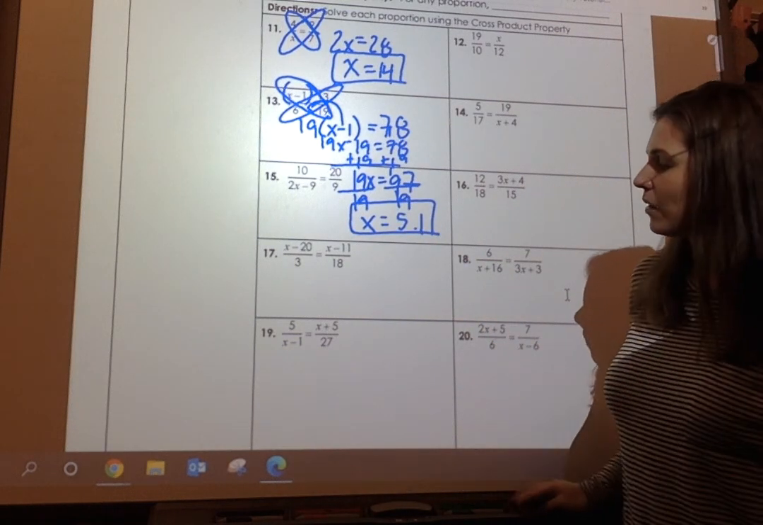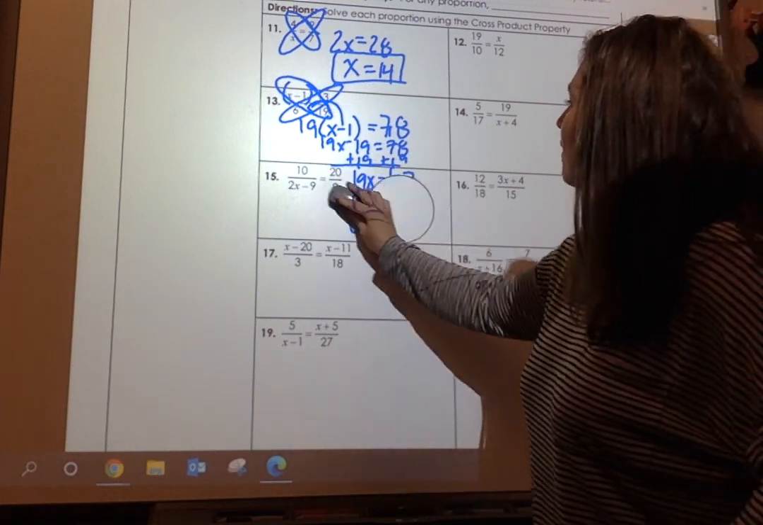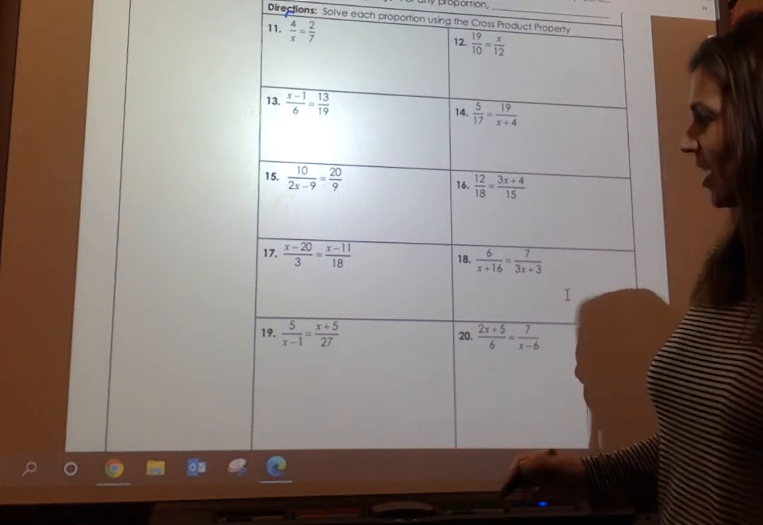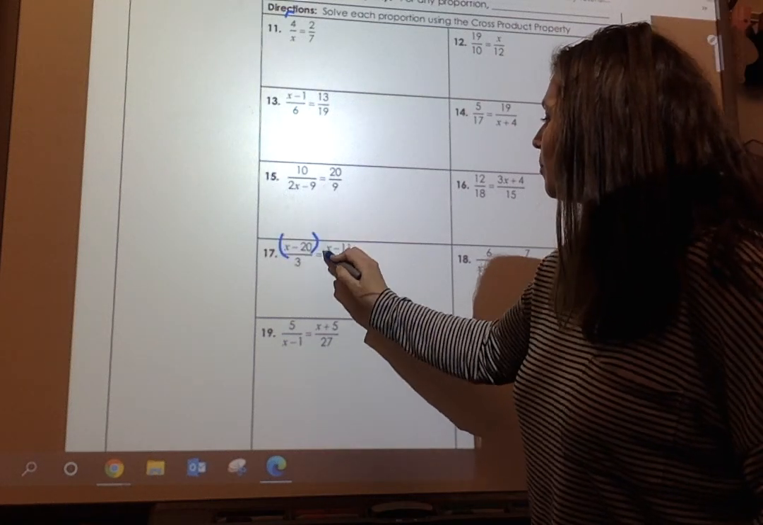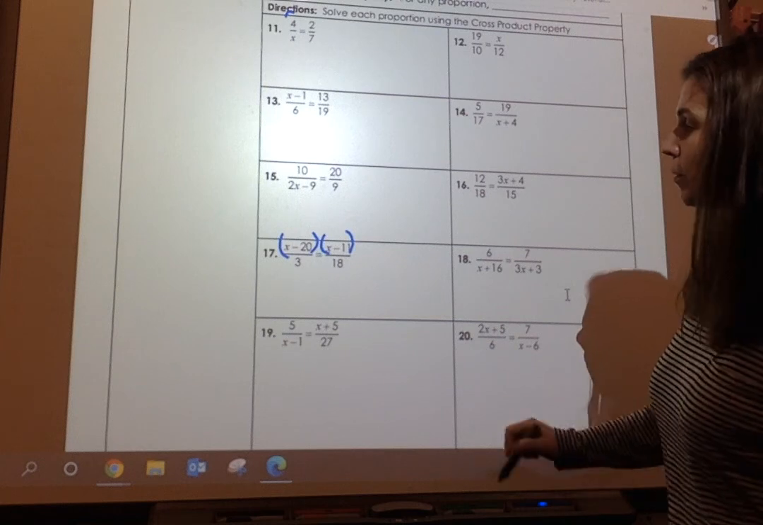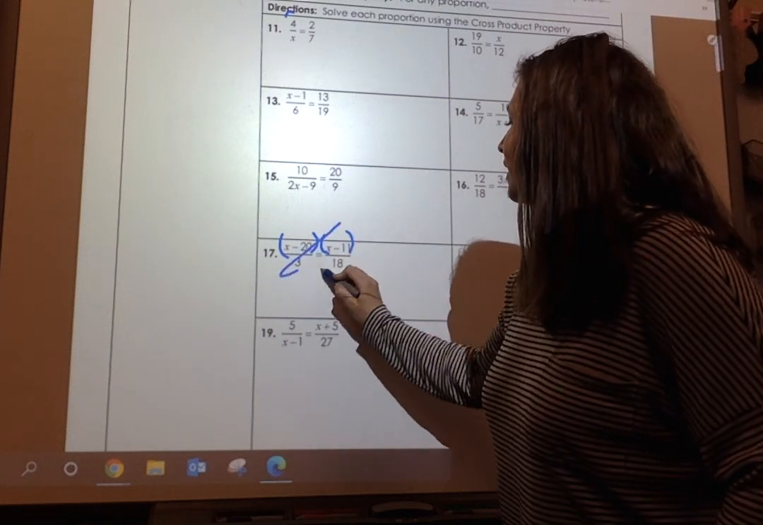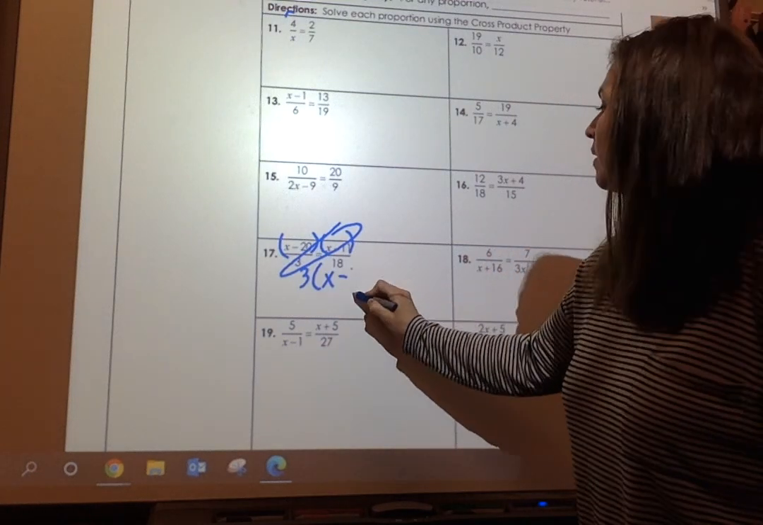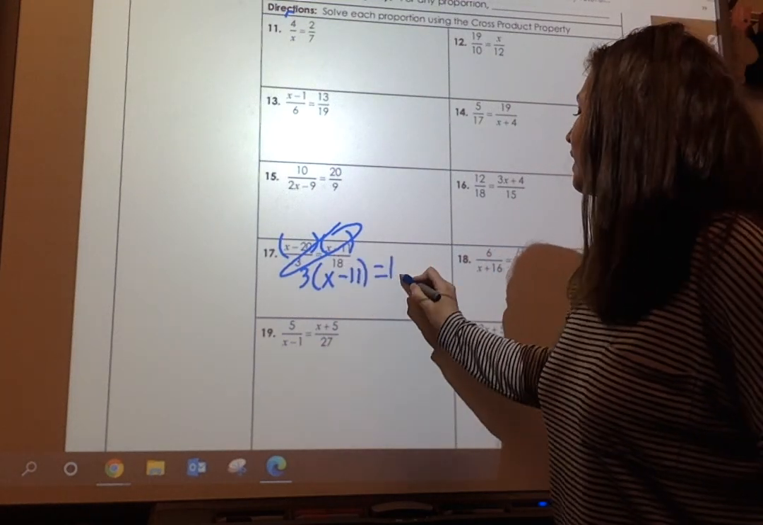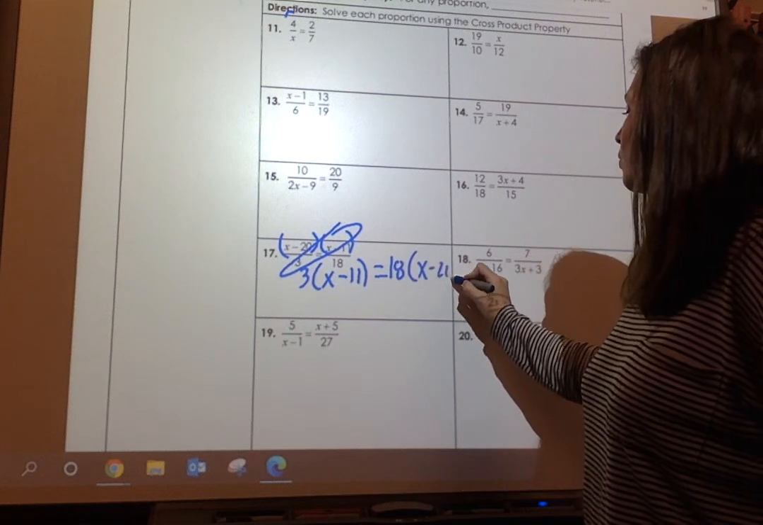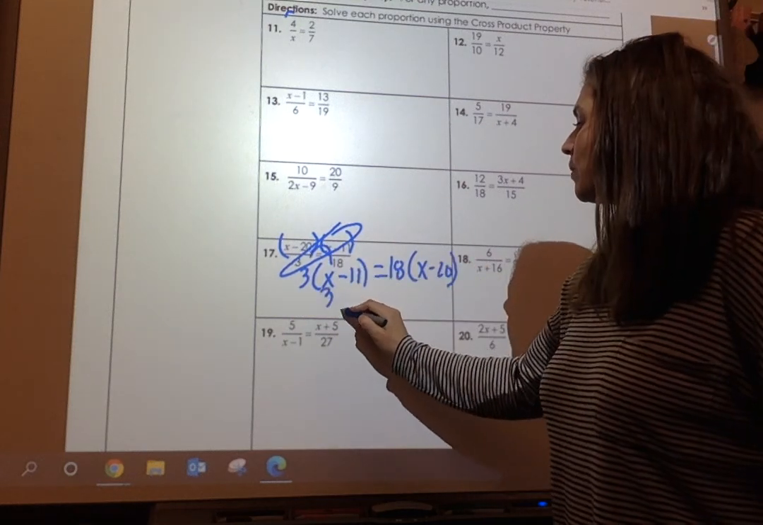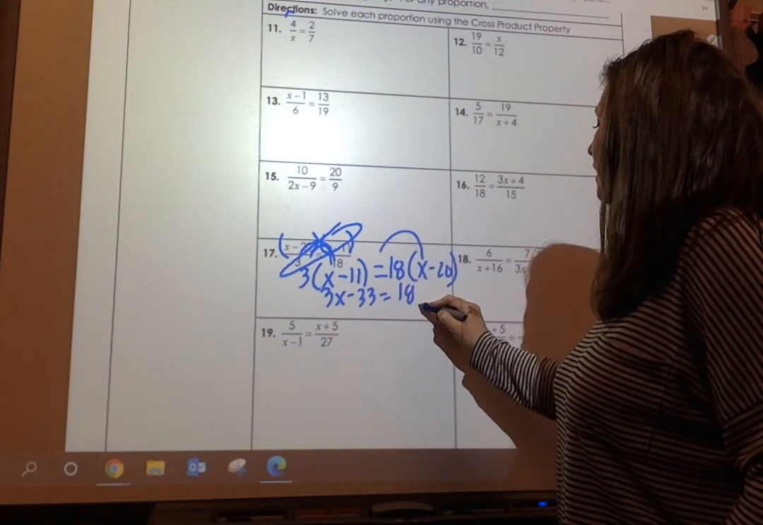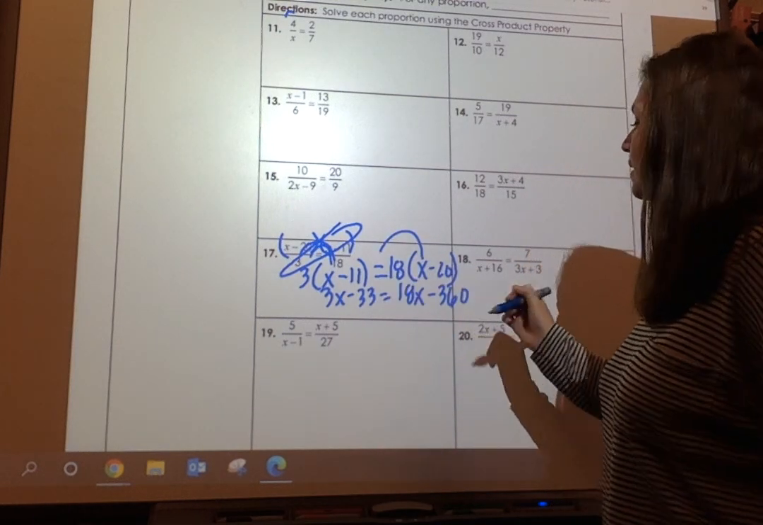Okay, let's jump down to 17 and 19. So here I'm going to put parentheses around my binomials, and I'm going to cross multiply. Again, it doesn't matter the order. So 3 times x minus 11 equals 18 times x minus 20. Don't forget to distribute, so I get 3x minus 33 equals 18x minus 360.